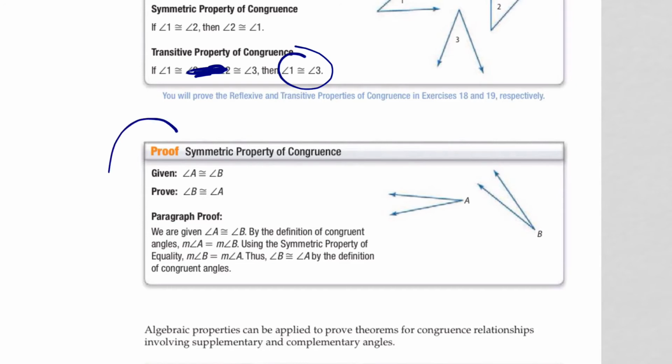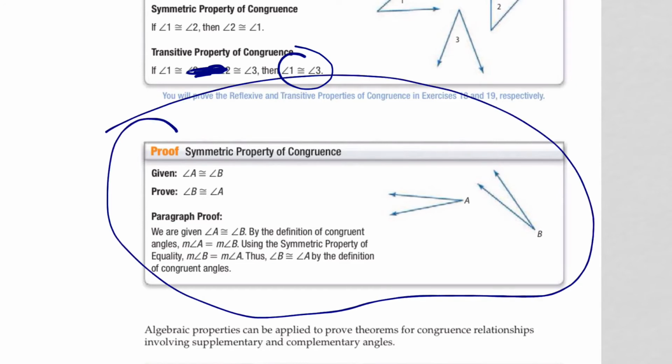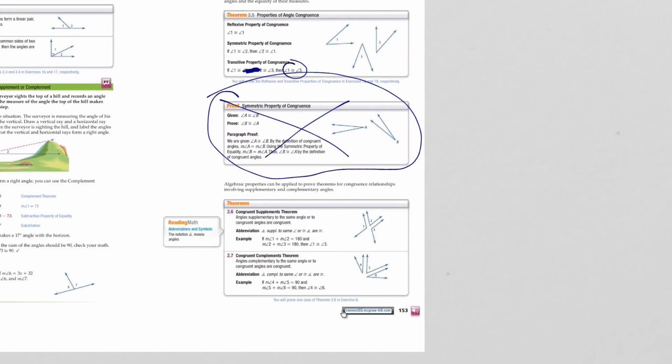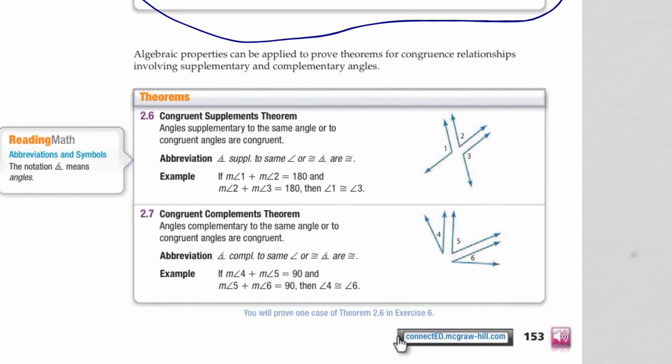Symmetric property of congruence, they're just proving to you how that works. This is not anything that you really need to copy. They're just showing you how the math people of the world figured this out, that it always works. So don't worry about that too much. But if you want to read it, go ahead. Now some more theorems. Make sure you add all of these to your vocab list.